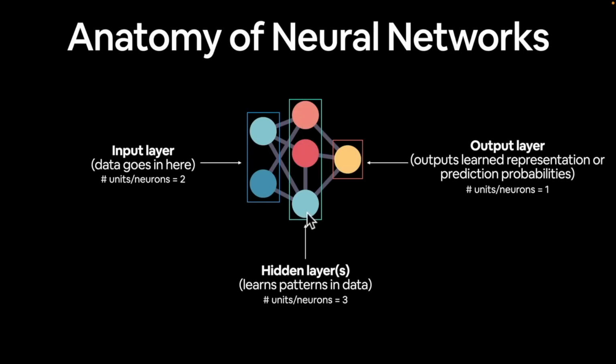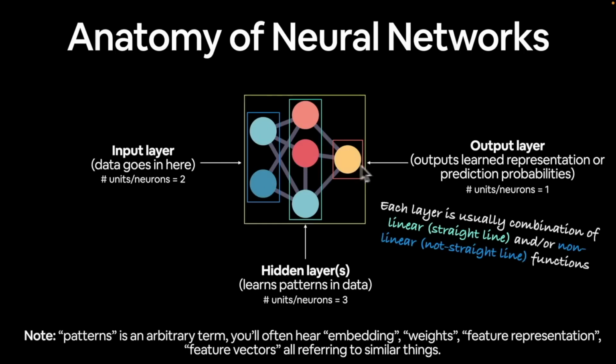We've only got pictured one here, and in this case, there's 3 hidden units, neurons, and then we have an output layer. So the outputs learned representation or prediction probabilities from here, depending on how we set it up, which again, we will see what these are later on. And in this case, it has 1 output unit. So 2 input, 3 hidden, 1 output. You can customize the number of these. You can customize how many layers there are. You can customize what goes into here. You can customize what goes out of there.